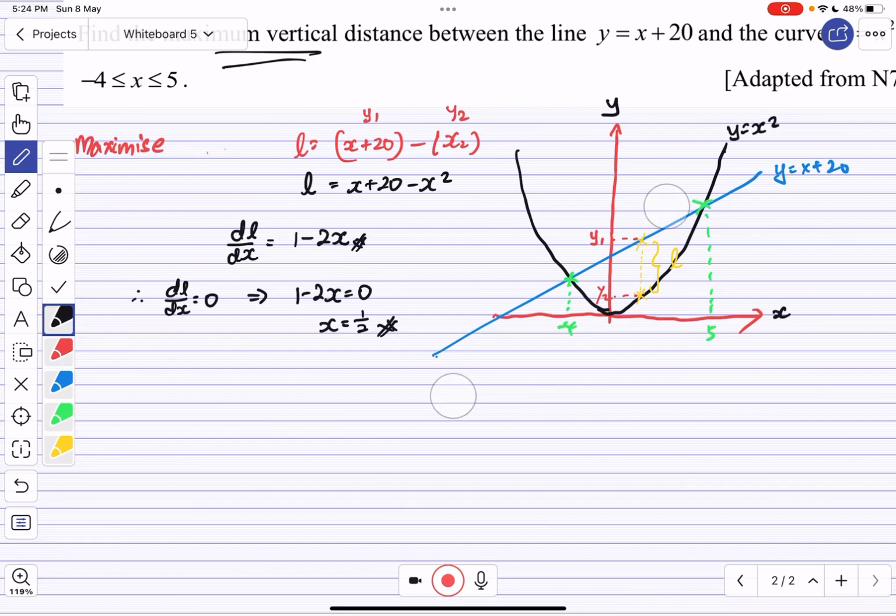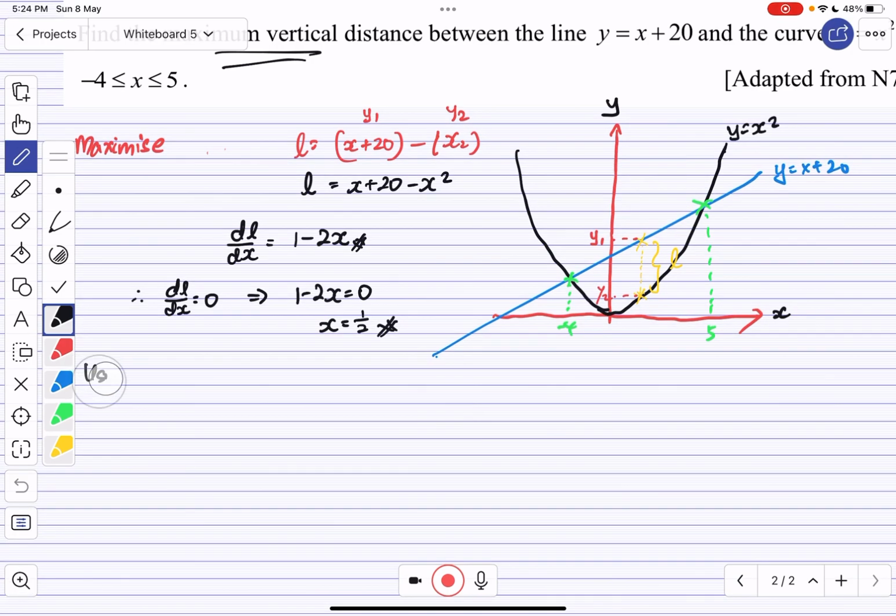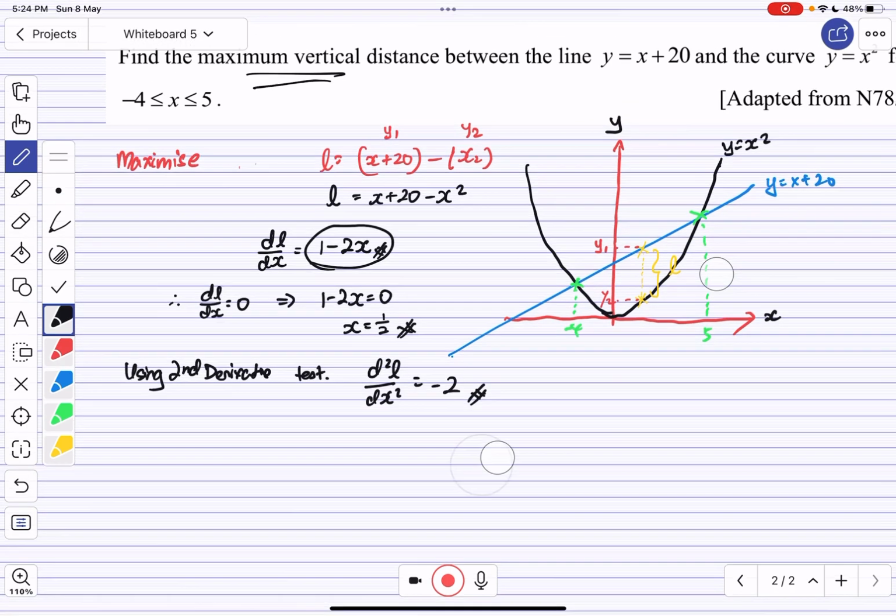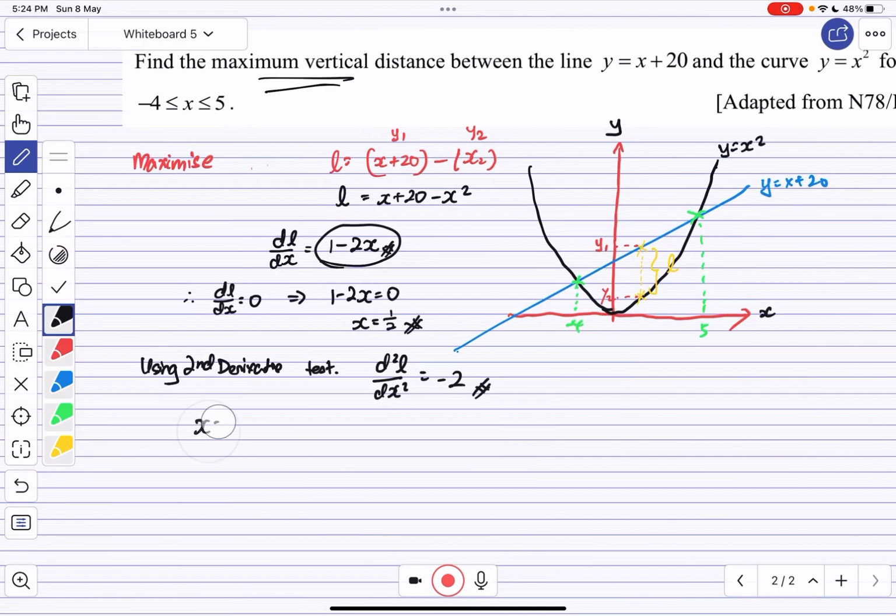Now from here, using the second derivative test, if I differentiate one more time, d2L/dx squared turns out to be -2. So you can see that indeed x equals half gives you the maximum value of L possible.